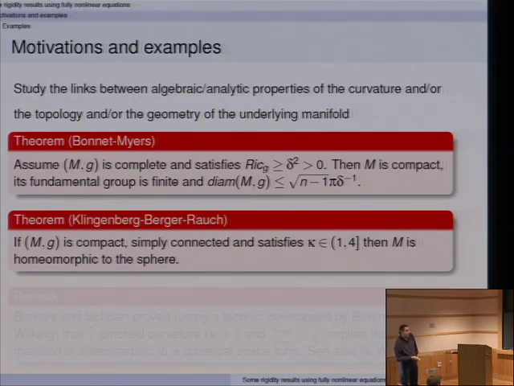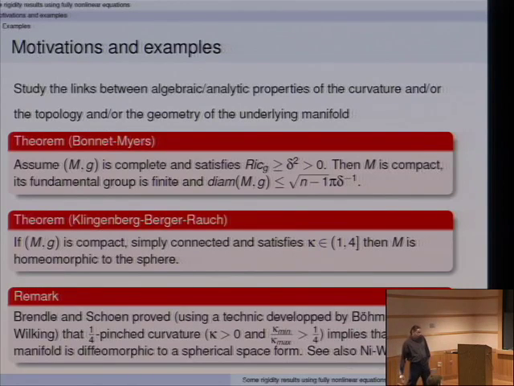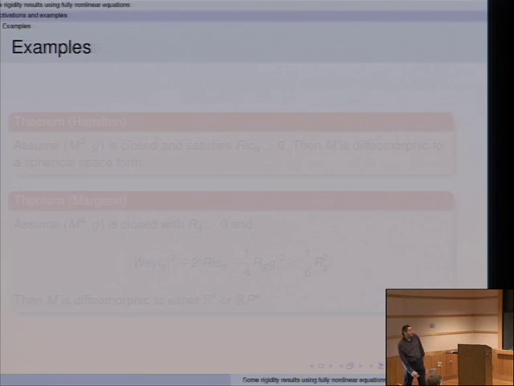Let me give a short remark. Recently it was proved by Simon Brendle and Schoen that if you assume only that the sectional curvature is positive and that you have a ratio between the minimum of the sectional curvature and the maximum which is 1/4, then your manifold is diffeomorphic to a spherical space form. And in the same vein, there is also a result by Lanny and John Wolfson.